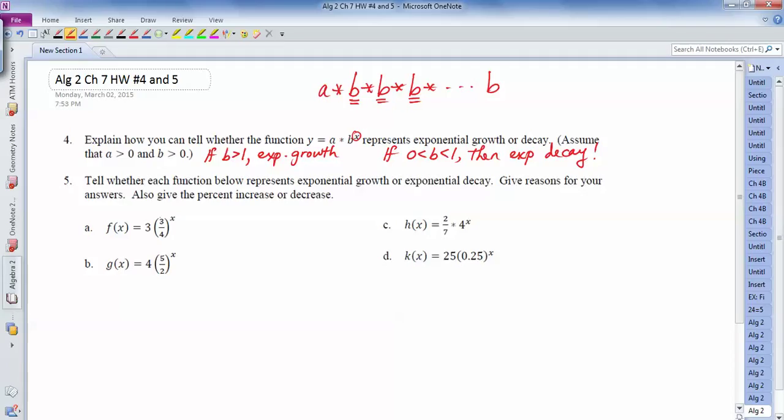And then 5, well, we can just look at this and figure out if it's growth or decay. This one, the 3/4, that base is less than 1. So this is going to be exponential decay. This one, 5 over 2, that's 2.5. So 5 over 2 is bigger than 1. So we're going to get exponential growth.